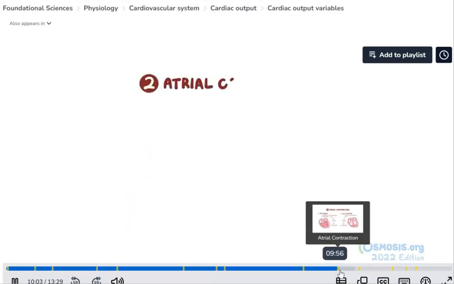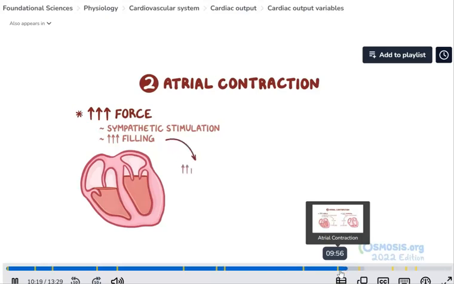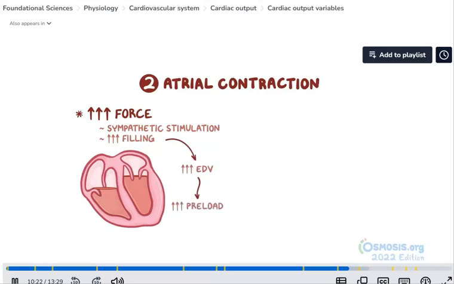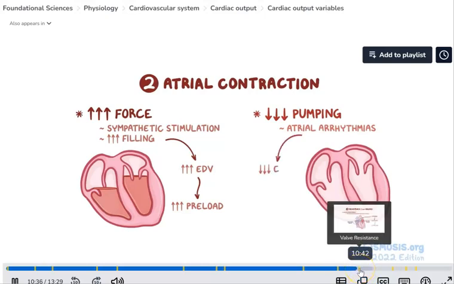Next factor is atrial contraction. Increased force of atrial contraction, either by sympathetic stimulation of the heart or increased filling of the atria, increases the volume of blood that enters the ventricle, eventually causing an increase in end-diastolic volume, or EDV, and preload. On the other hand, when the atria can't pump blood efficiently and in sync, which is common in atrial arrhythmias, the volume of blood that enters the ventricle will decrease, eventually causing a decrease in end-diastolic volume and preload.